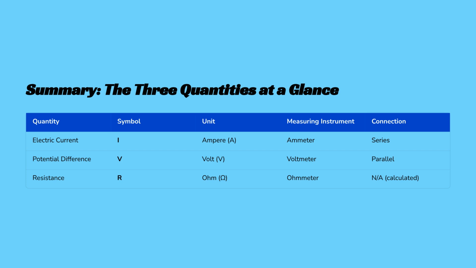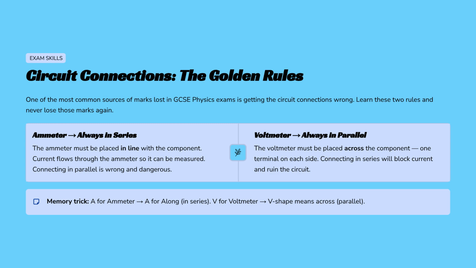This table summarizes the quantities we've covered: current, potential difference, and resistance. It details their symbols, units, measuring instruments, and whether they are connected in series or parallel. For your exams, memorize these connection rules. Ammeters go in series. Think A for along. Voltmeters go in parallel. Think V for V-shape across the component. Never mix these up, as it's a common way to lose marks.